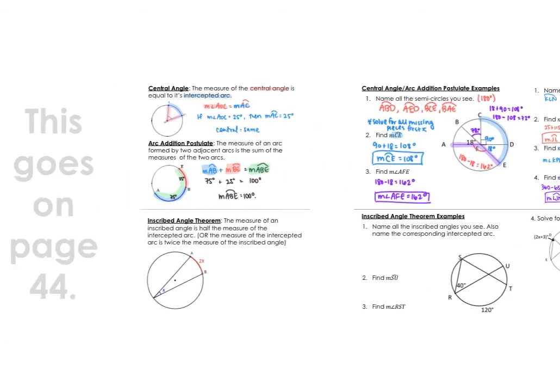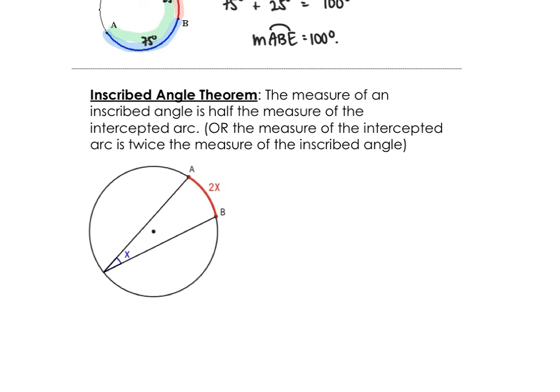All right, now I'm going to go over the inscribed angle theorem. The inscribed angle theorem states that the measure of an inscribed angle is half the measure of the intercepted arc. The other way you can think about it is the intercepted arc is twice the measure of the inscribed angle.